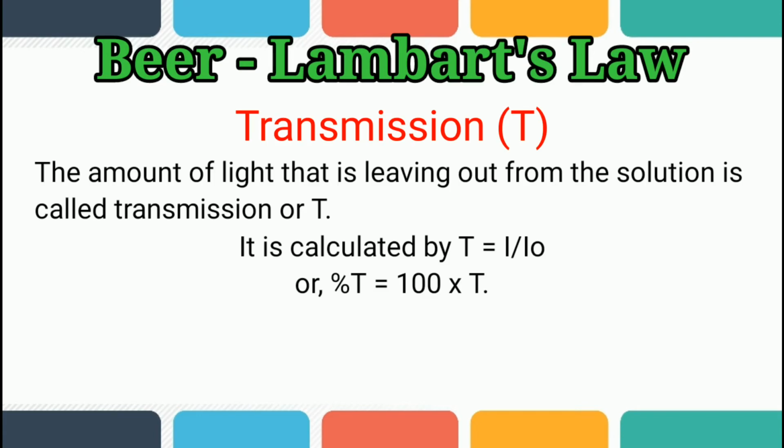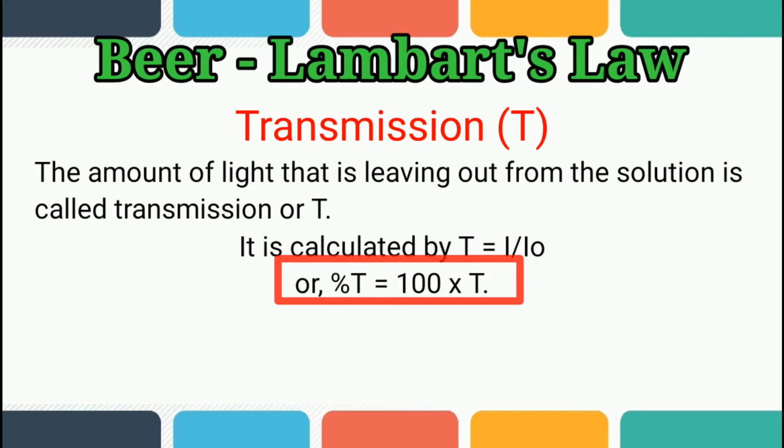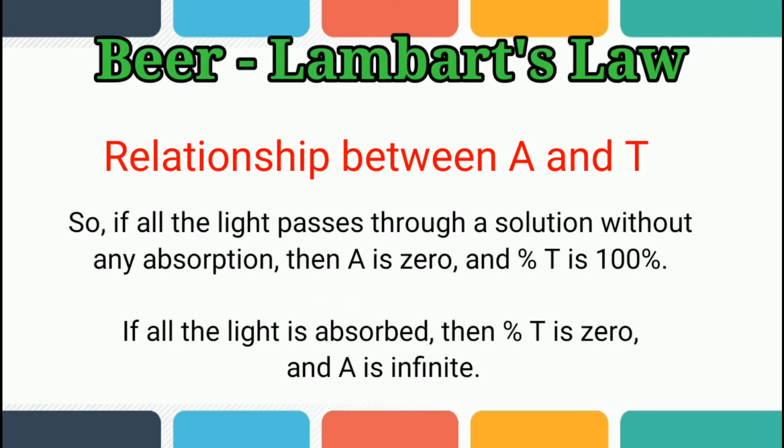We can also calculate transmission, the amount of light that is not absorbed by this material, or the amount of light that is coming out from the solution, with this equation. We can also calculate the percentage of transmission using this equation, and transmission and absorbance are reciprocal, or A is equal to 1 by T.